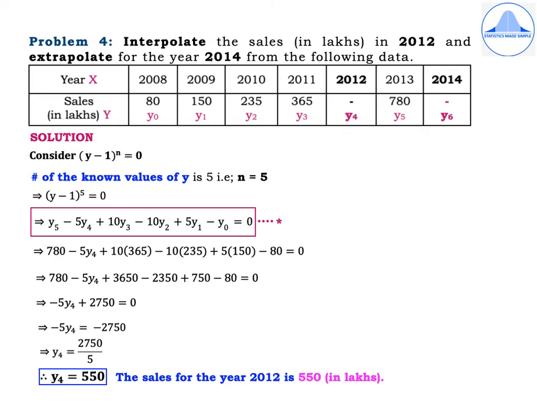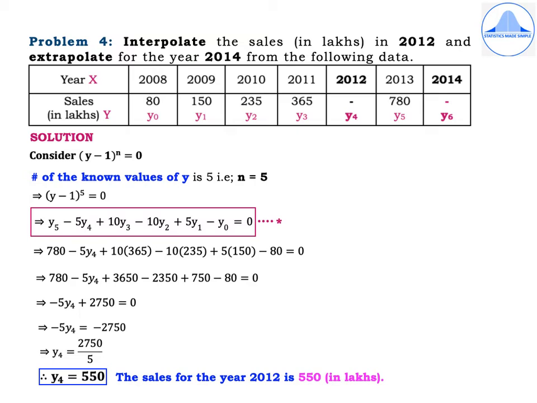Problem 4. Interpolate the sales in lakhs in 2012 and extrapolate for the year 2014 from the following data. The years are 2008, 2009, 2010, 2011, 2012, 2013 and 2014. Sales in lakhs are 80, 150, 235, 365, then a missing sales blank, 780 and another missing sales. Mark years as X and sales as Y, and also mark Y0, Y1, Y2, Y3, Y4, Y5 and Y6.